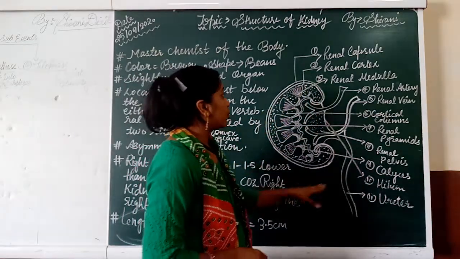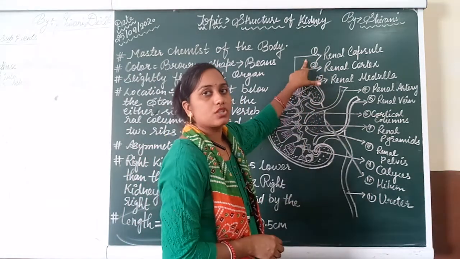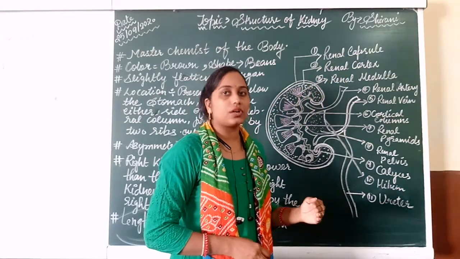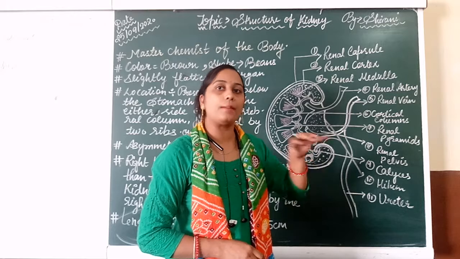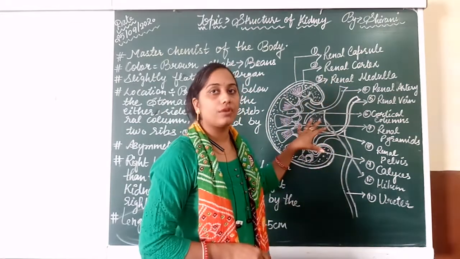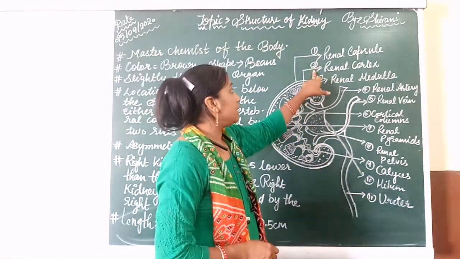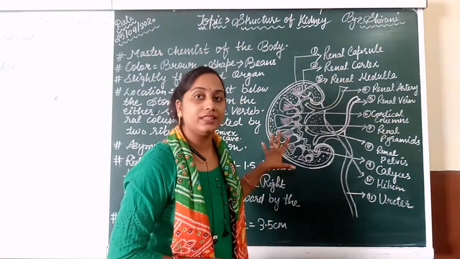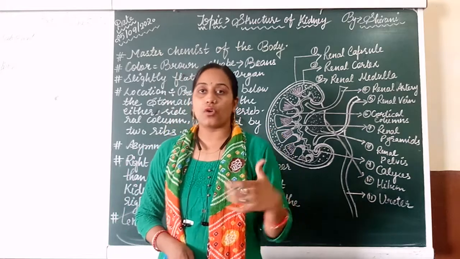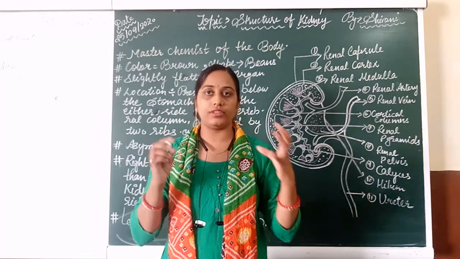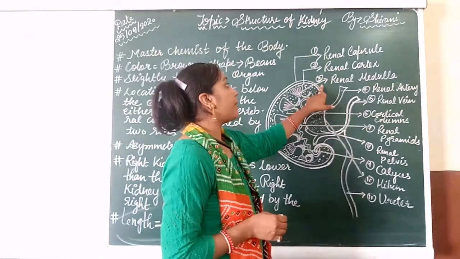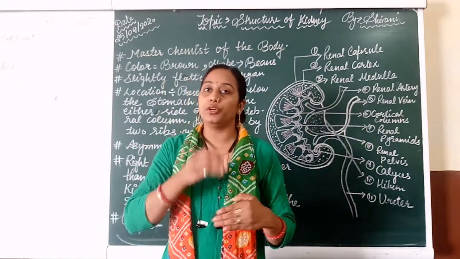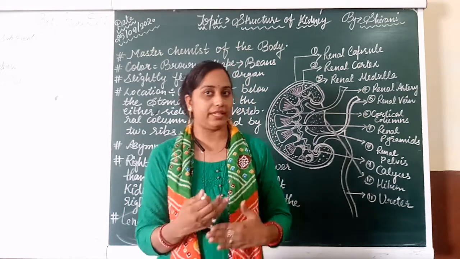Point number 1 in this diagram is known as the renal capsule. A capsule is a cover-like structure which holds the internal mass of the kidney. The second part is known as the renal cortex. It is the cortical region, and in this region the nephrons and Malpighian bodies are present. The third part is the renal medulla. In the medullary region, the tubular part of the nephron is placed.